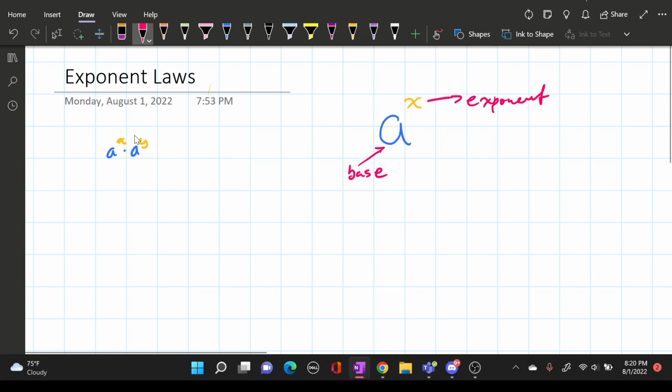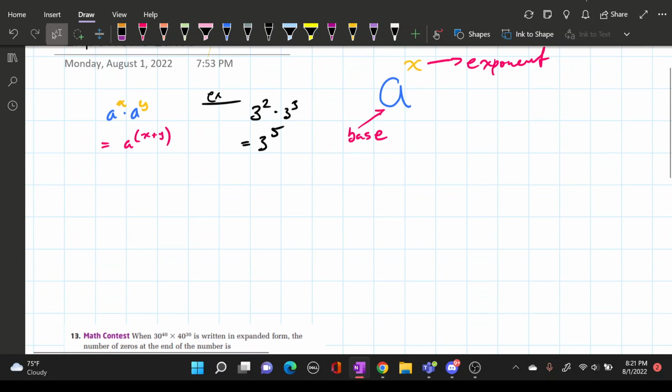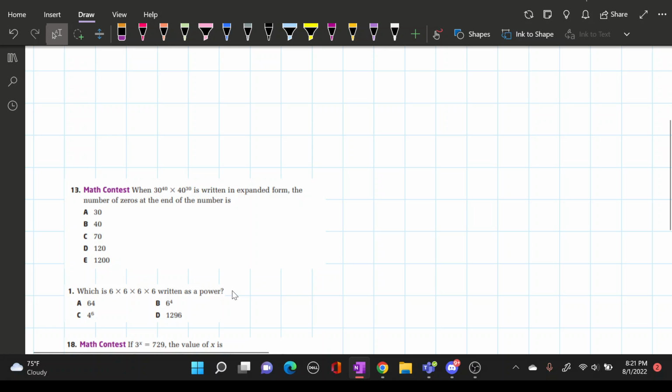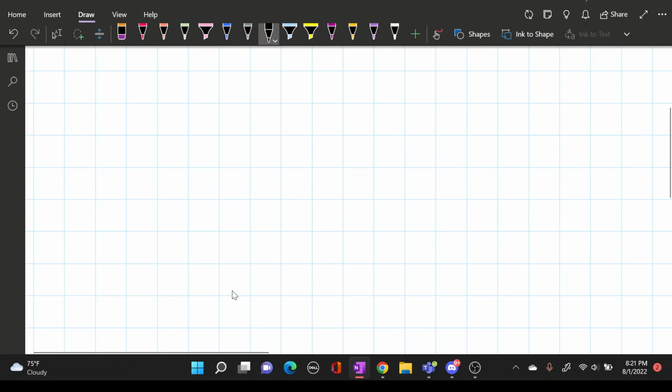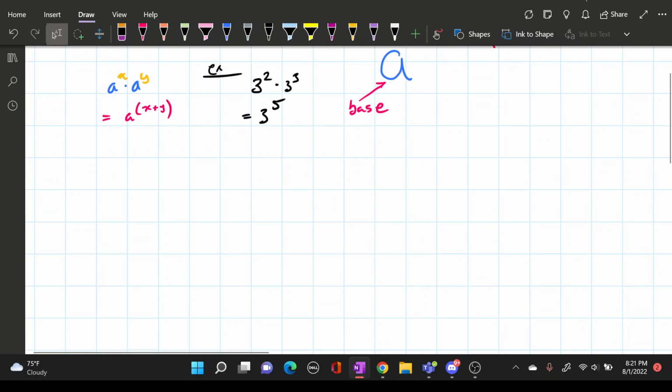So now you know what I'm talking about when I refer to base and exponent. Here we have same base, different exponents. What we can do is write a, and then add the exponents at the top. An example would be 3 to the power of 2 times 3 to the power of 3, which is equal to 3 to the power of 5. So that's our first exponent rule. Then we'll be doing some questions later to work on that.